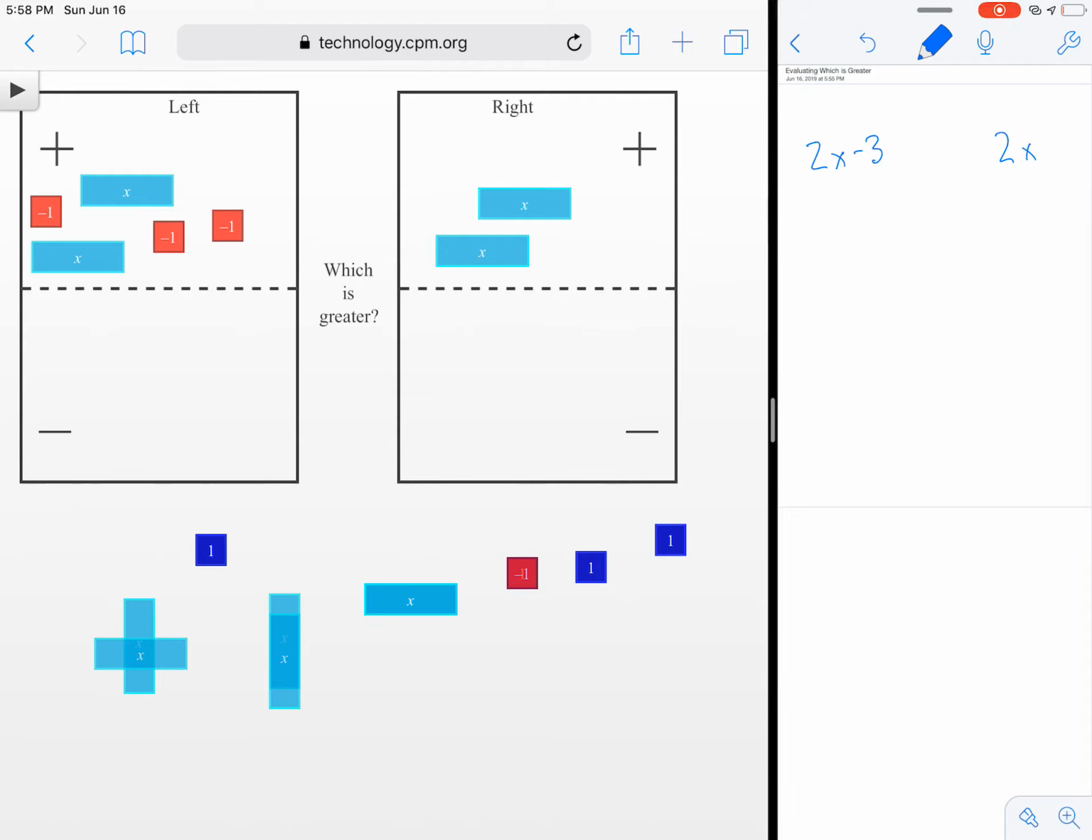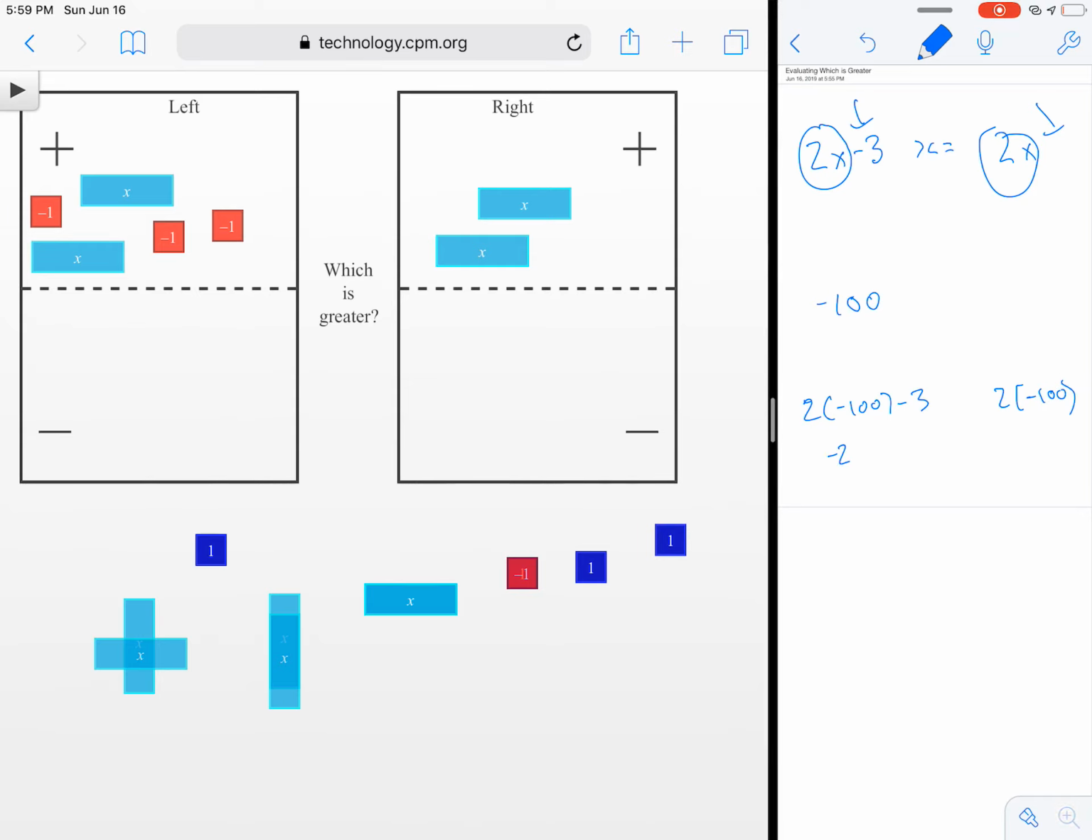So if I go to evaluate if it's greater than, less than, or equal to, I need to first notice that I have the same amount of x tiles. I have 2x in either case. On the left side, I'm given negative 3. On the right side, I don't have any units. So if I choose a negative number, let's just choose negative 100, my left side is going to be 2 times negative 100 minus 3. My right side is going to be 2 times negative 100.